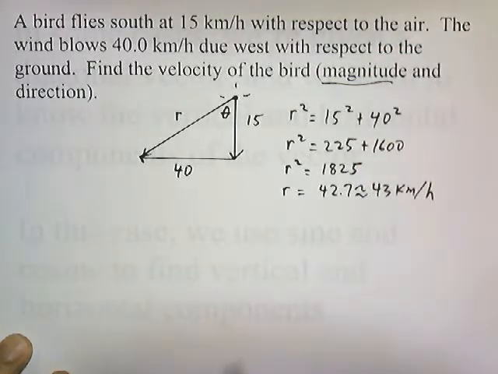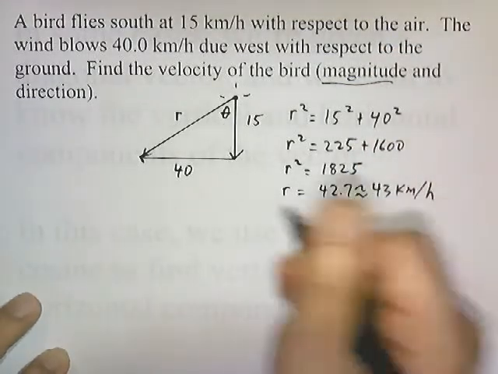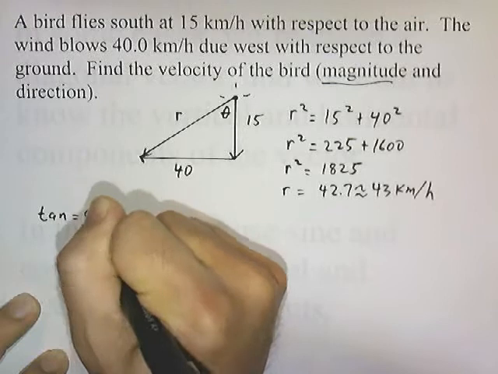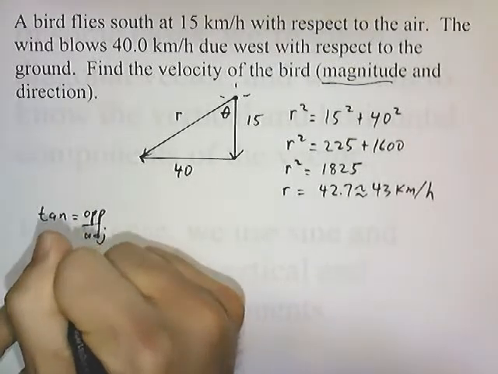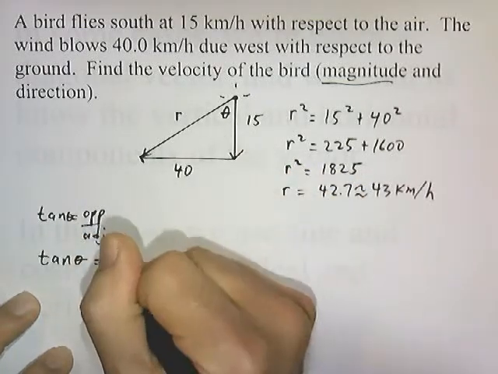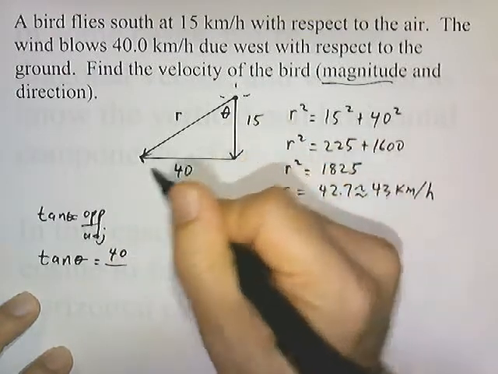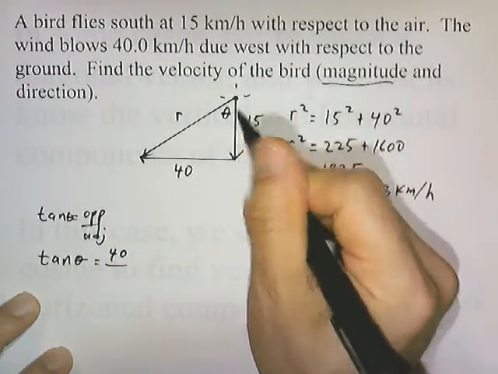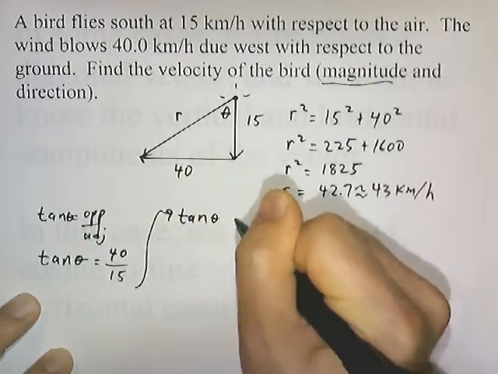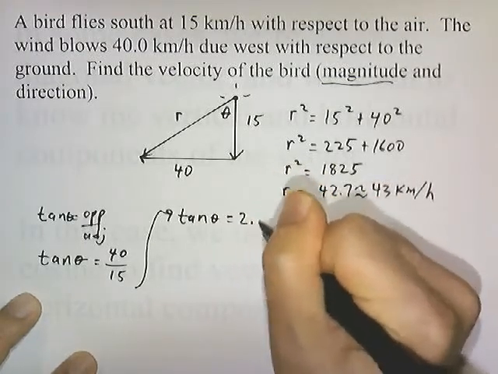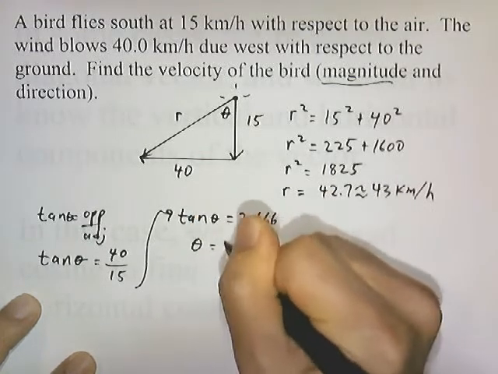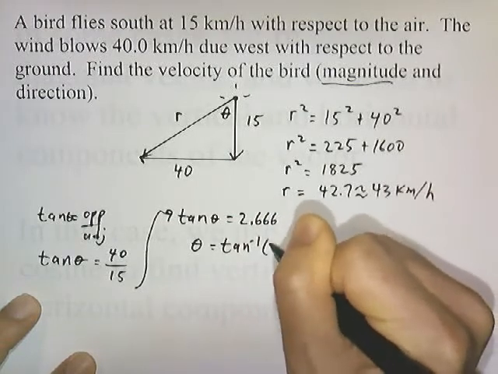We just found that right here. To find the angle right here, well, let's see. We'll do tangent again. Tangent is opposite over adjacent. Tangent of theta is going to be 40. So the side that's 40 is opposite the angle, and then 15 is adjacent to the angle. Tangent theta equals 2.66. All right, and then the angle is going to be equal to the inverse tangent of 2.66.